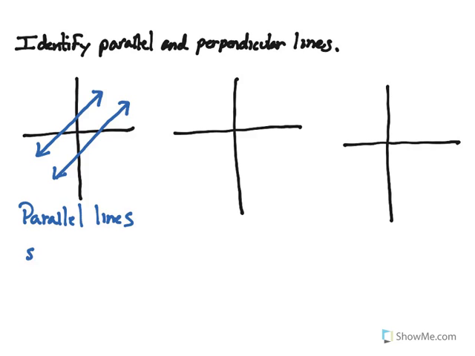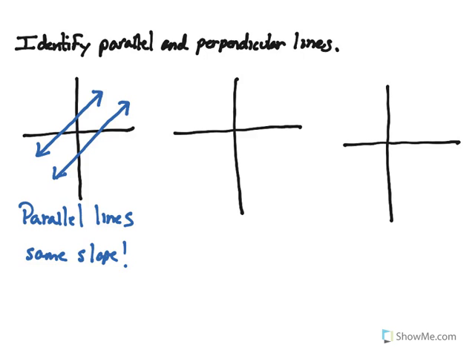Parallel lines will have the same slope, okay? Because they're not touching each other. Whatever one line is doing, it's going to copy the other line. It's going to be parallel. That means they're never going to intercept each other because they have the same exact slope. So they're never ever going to come together.